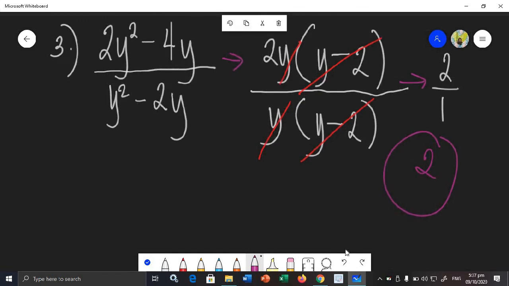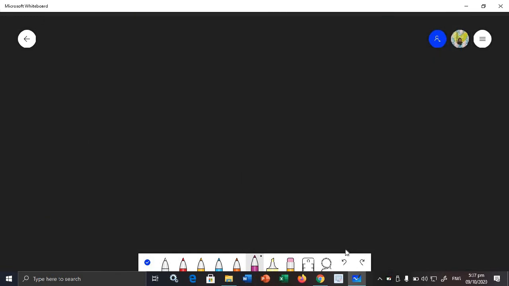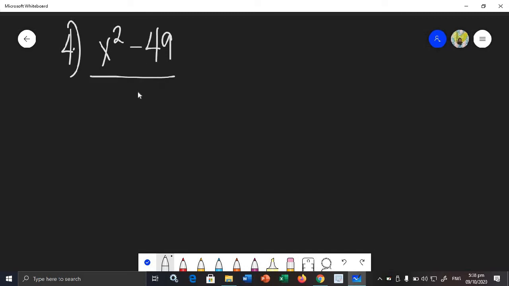Okay? And then the next one. So, unti-unting nare-review yung factoring. Kasi you're going to apply everything here. Let's say we have example number 4. Example number 4 is x squared minus 49 all over x minus 7.